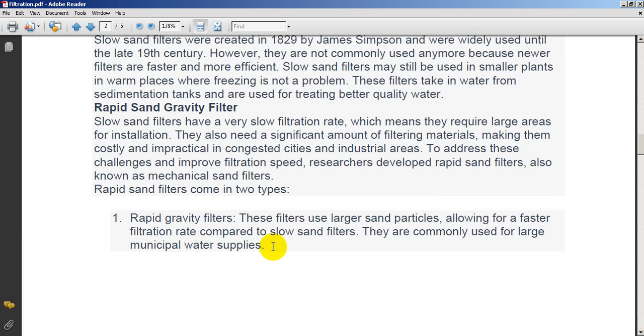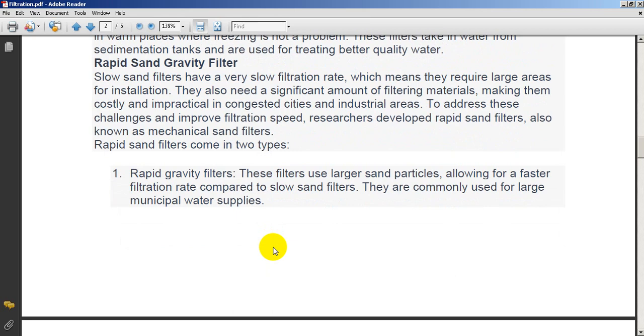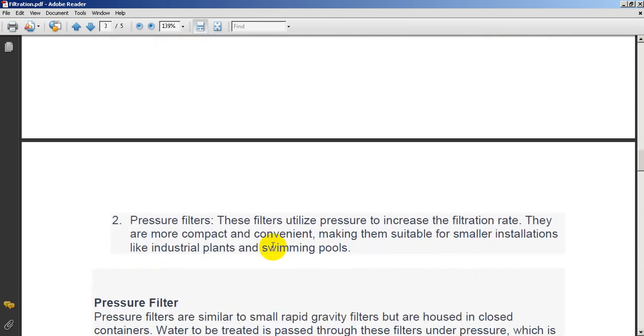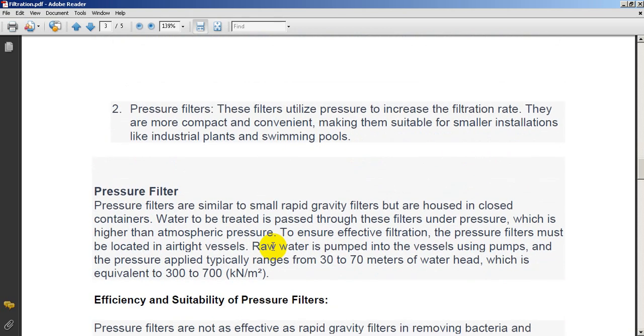Rapid sand filters come in two types. 1. Rapid gravity filters. These filters use larger sand particles, allowing for a faster filtration rate compared to slow sand filters. They are commonly used for large municipal water supplies. 2. Pressure filters. These filters utilize pressure to increase the filtration rate. They are more compact and convenient, making them suitable for smaller installations like industrial plants and swimming pools.